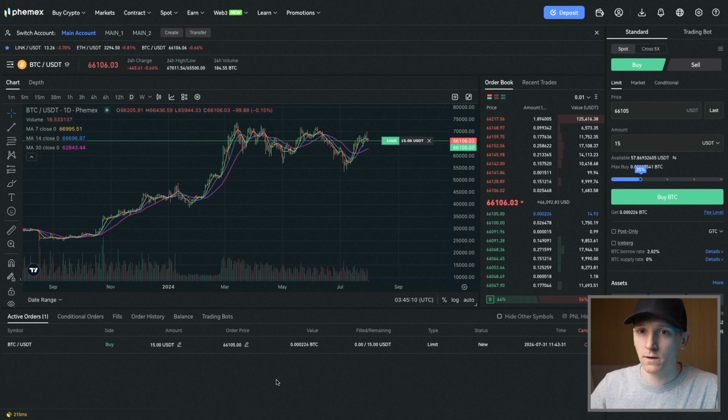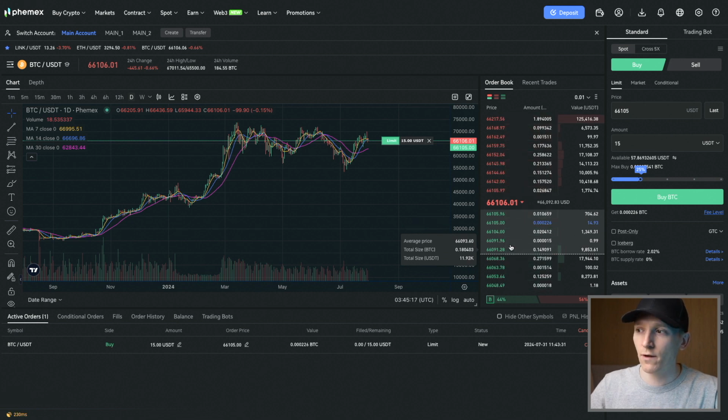It might not be a lot, but it's money nonetheless. So that's a tip to use limit orders there. Just put the limit order a little bit below and then just wait for the market to bounce around, and you might get your order done.